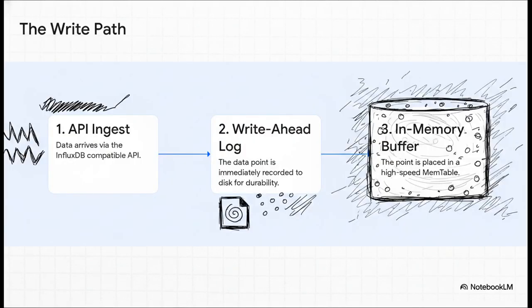The first part of its journey is this little three-step dance. First, the data hits the API. Then, boom, it's immediately written to a special log on the disk for safety. And only then is it put into a super fast buffer in memory so you can query it right away. Let's really dig into those last two steps.